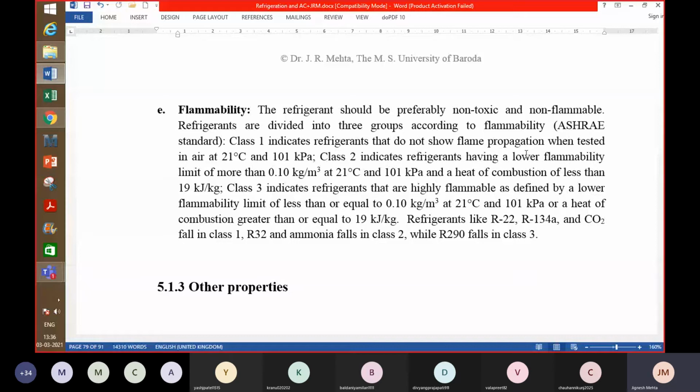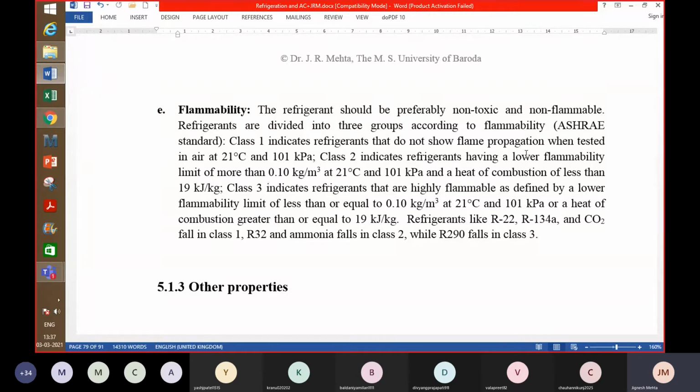So they are put in class 2, and class 3 is highly flammable as defined by a lower flammability limit of less than or equal to 0.1 kg per meter cube at 21 degrees Celsius and 101 kilopascal, and a heat of combustion greater than or equal to 19 kilojoule per kg. Right? So even at 0.1 kg per meter cube, it is still flammable, and the heat of combustion is less than 19 kilojoule per kg. Right? So in that case, they are considered to be flammable.